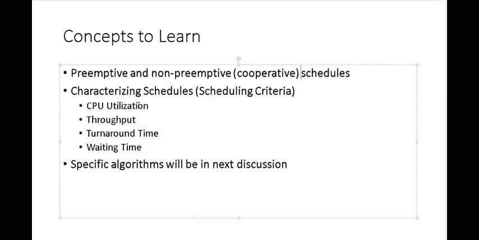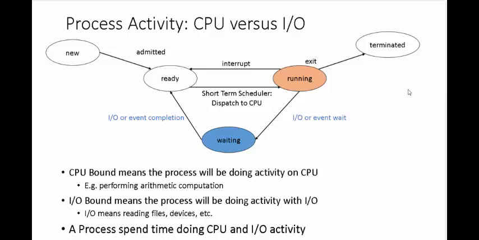And we also discuss various ways to characterize schedules. There's CPU utilization, throughput, turnaround time, waiting time. When we get to real-time systems, we will add a few more terms to this, such as latency and so on.